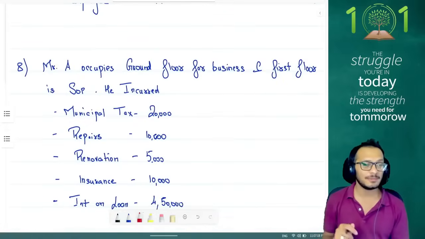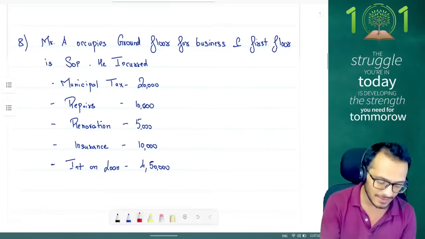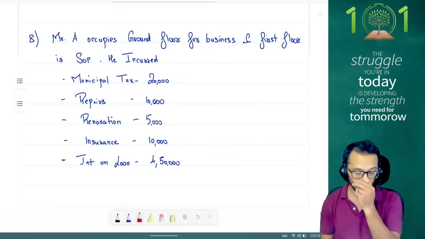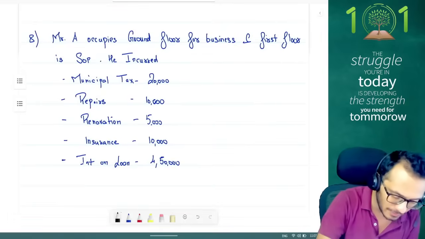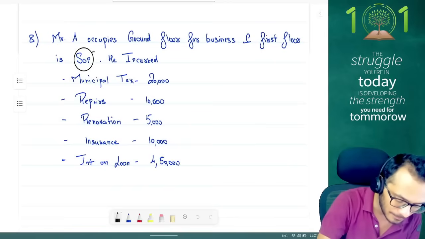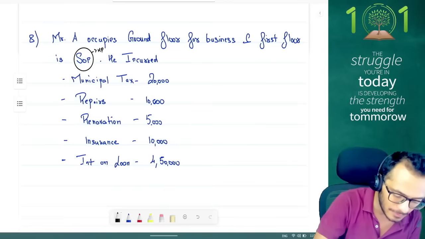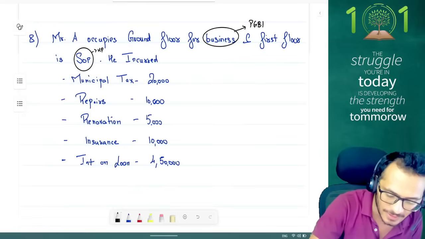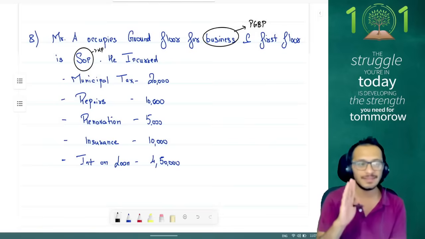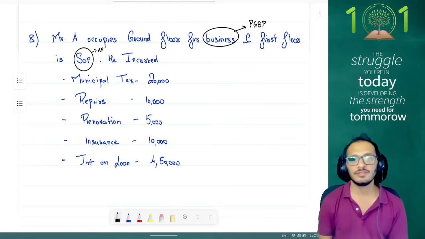Moving on to the HP chapter, people. Imagine if you get a question like this which says Mr. A is occupying the ground floor for business and the first floor is SOP. Notice the first floor is SOP, which means this goes into the HP chapter, whereas the ground floor is used for business, which means this goes into PGBP. This is the kind of question which has become very famous of late by ICAI. I've seen it in the last three attempts together. So with these kind of questions you have to be very careful.